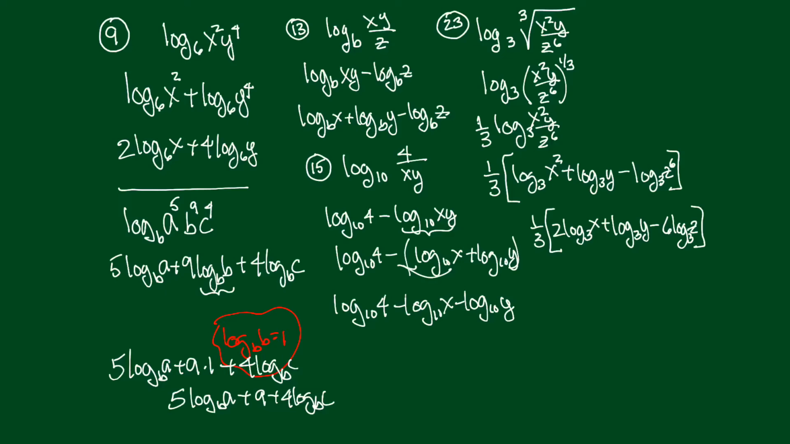Now I suppose we could leave it like that, or if we wanted to, we could bring that 1/3 inside. And if I brought that 1/3 inside, it would be 1/3 times 2, so that would be 2/3 log base 3 of x plus, no, that's not right, come on now, 1/3, right, I'm multiplying here, 1/3 log base 3 of y minus, oh, what do we have? 1/3 of 6, 6/3, which is 2. So how about just 2 log base 3 of z?